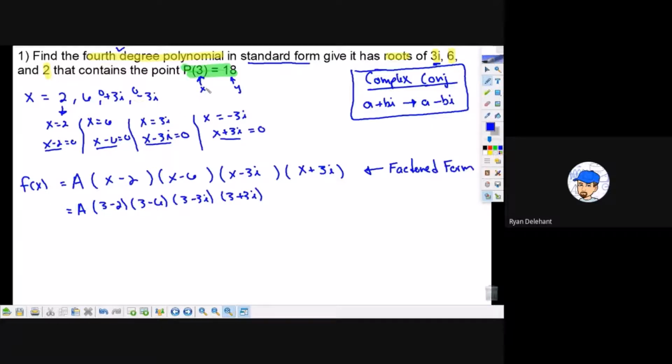And f of x is another way of saying y. So this side is equal to 18. Now what's going to happen on the right side, all of this is going to turn into just a single number that I'll end up dividing to the other side, and it'll figure out what A is. Because 3 minus 2 is 1. 3 minus 6 is negative 3.